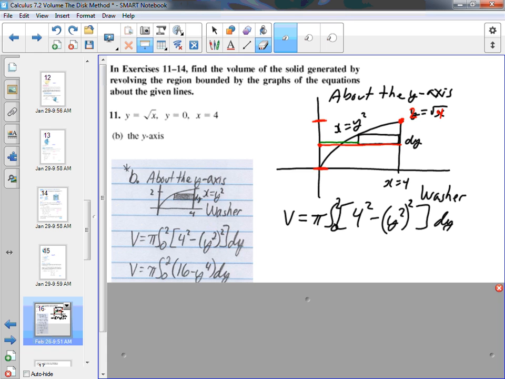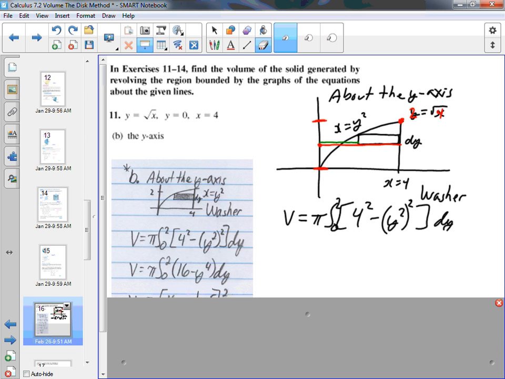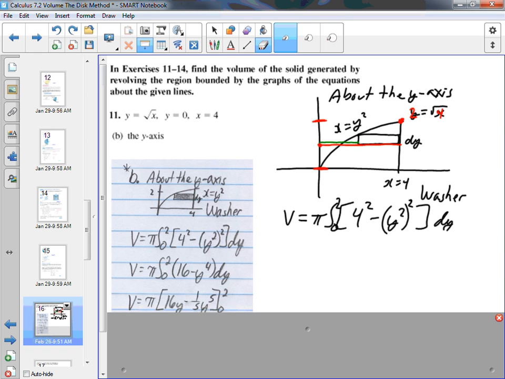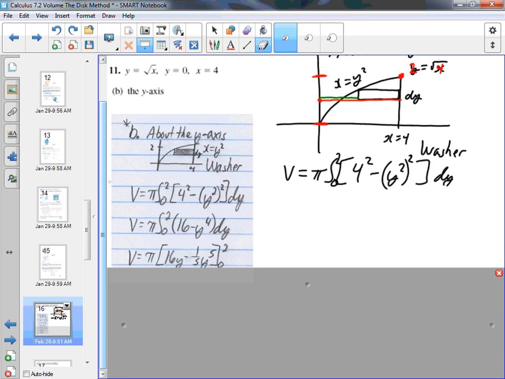It's still pretty easy. I know what the antiderivative of 16 is. What is it? 16y. And what's the antiderivative of y to the 4th? 1/5 y to the 5th. And it's got to be negative because there's a negative sign there. So volume equals pi times 16y minus 1/5 y to the 5th, evaluated from 0 to 2.